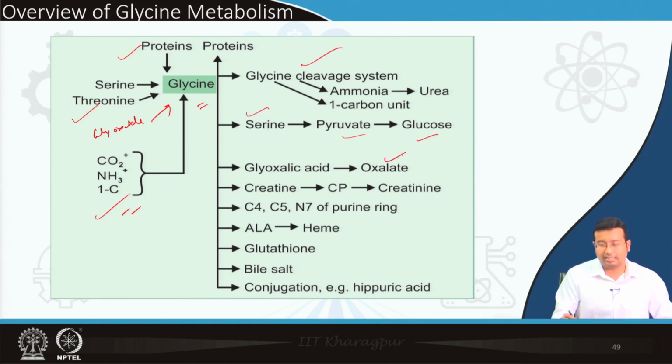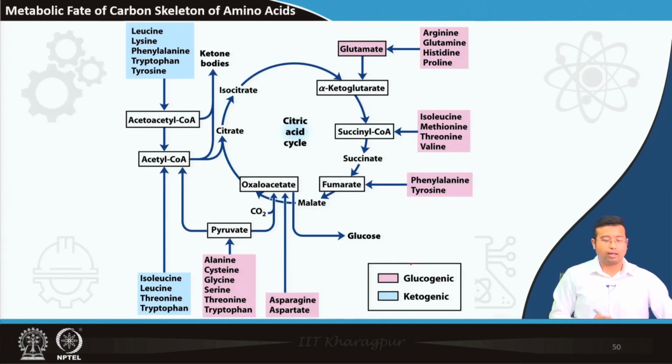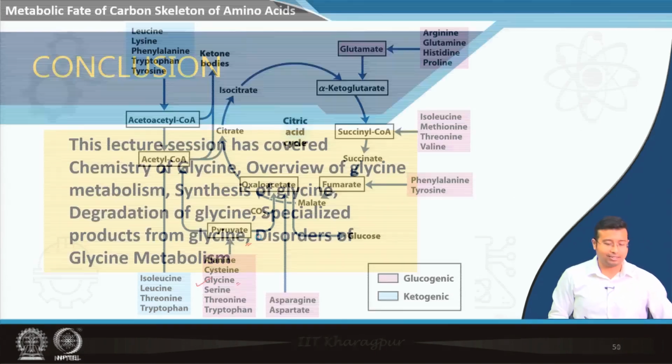Creatine phosphate we will discuss in detail, production of the purine ring we are discussing, purine metabolism we will be discussing, and heme synthesis in heme metabolism. We have discussed production of glutathione, how it is conjugated in bile salt, and conjugation of hippuric acid. This is the final metabolic fate that I always show at the end of every amino acid metabolism class, expressing the fate of the carbon skeleton of amino acids, be it glucogenic or ketogenic. Our player glycine lies here and is converted to pyruvate, being a glucogenic amino acid.